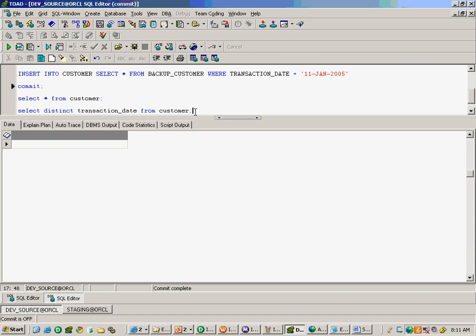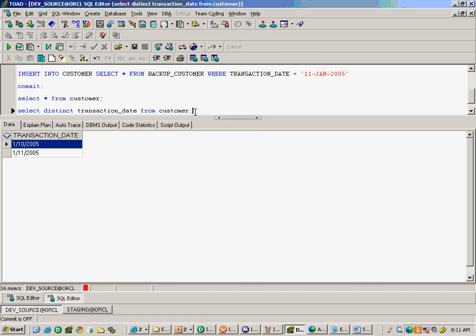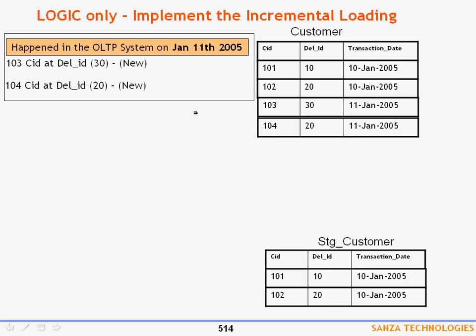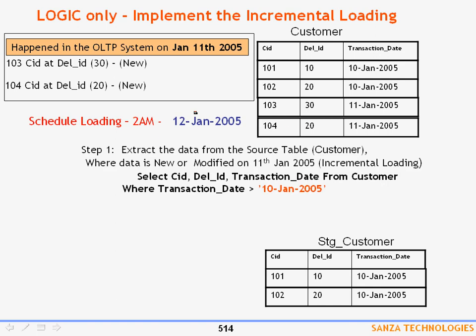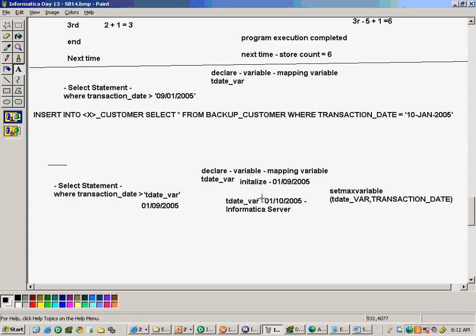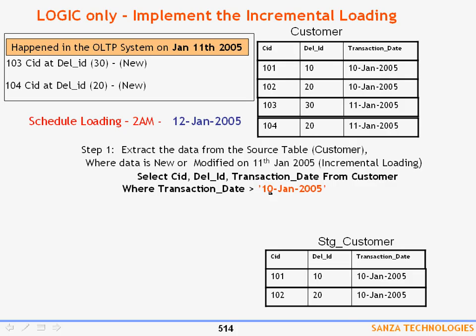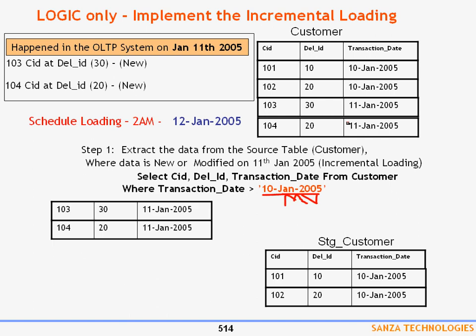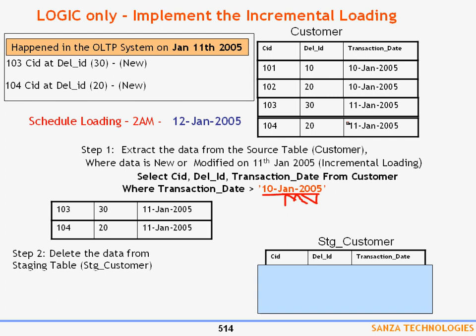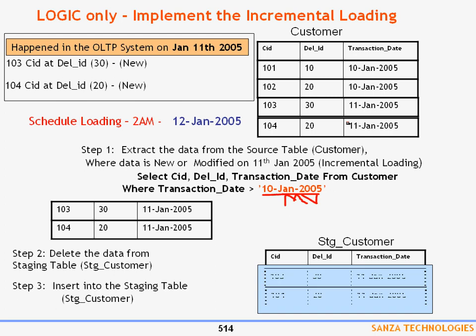So your source system will contain 10th and 11th January data. Now you execute it. Now your mapping variable contains, please observe it, 10th January 2005. So in this place you have the mapping variable. Greater than 2005, so it will extract only 11th January data. Delete the previous data. So while loading the data into it, row by row Informatica will load.